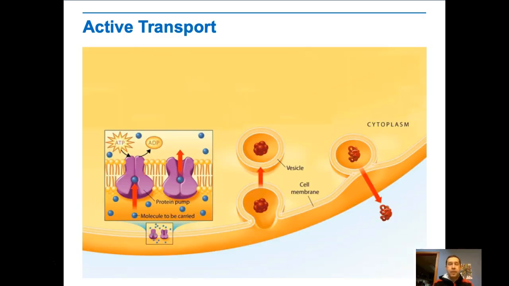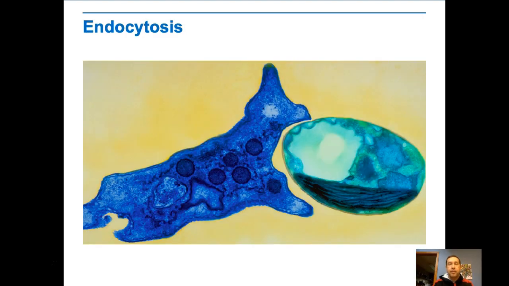So here you can see molecular transport, the protein pumps on the left. In the middle, you have endocytosis, where the cell membrane folds in, or in some cases, the cell membrane may actually surround the particle and form it into a vesicle. And finally, on the right, exocytosis, where the vesicle is fusing with the cell membrane, releasing the material outside the cell. Here's an example of a cell engulfing another cell.